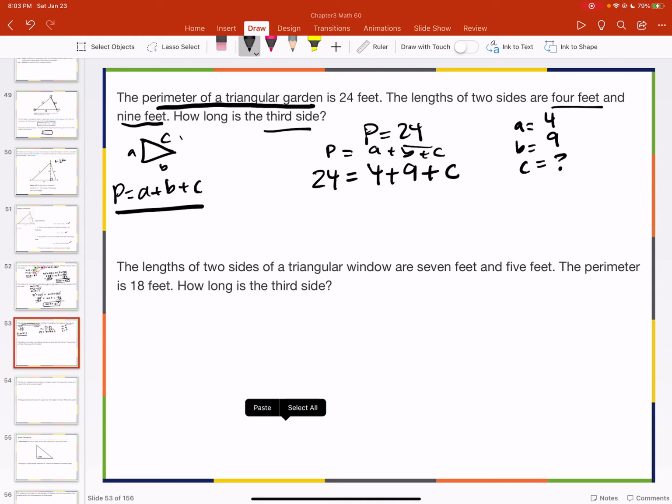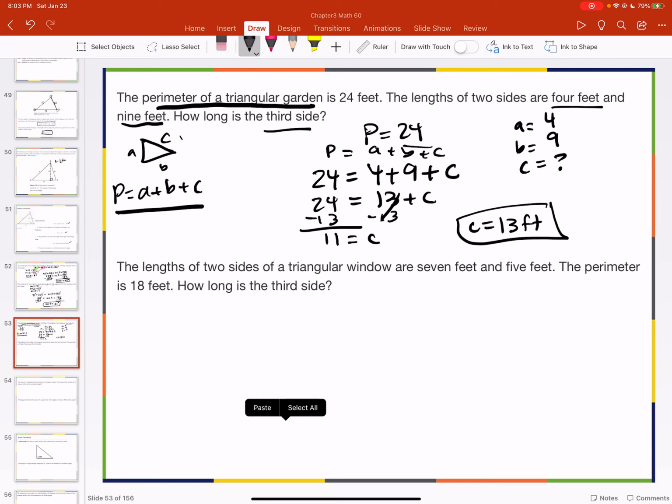A and B are arbitrary. You're still going to get the same thing no matter how you labeled it. So this is 13 plus C. We subtract 13 from both sides and get 11 is equal to C. And so your third side, C, is 11 feet because that's the units that we're using.